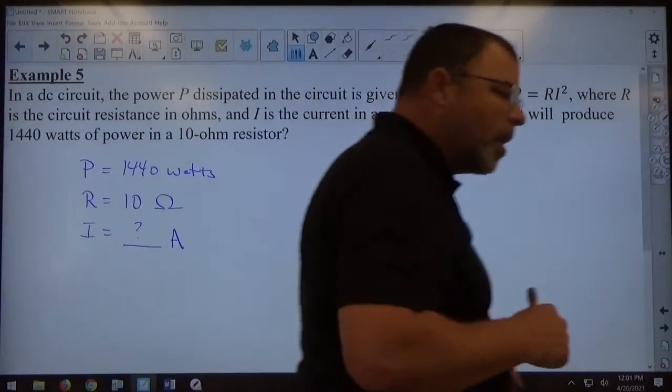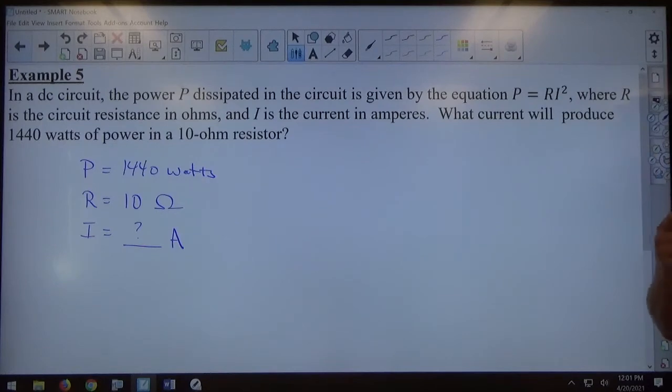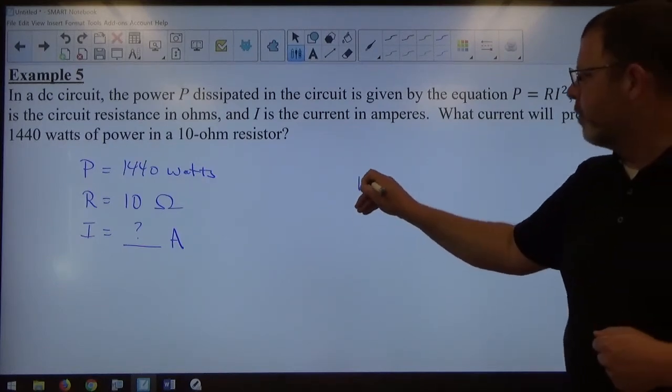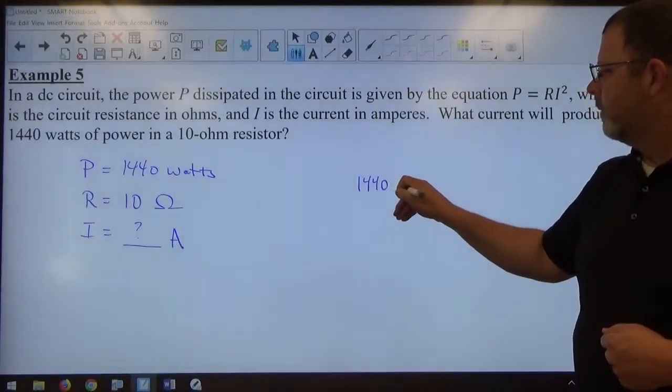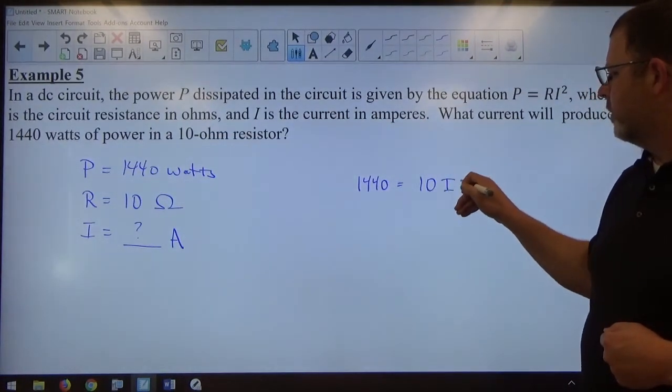Anyway, the relationship between these three variables, P, R, and I, is given in the equation P equals R I squared. If I substitute what I know into that equation and leave what I don't know as a variable, I'm going to get 1,440 equals 10 I squared.